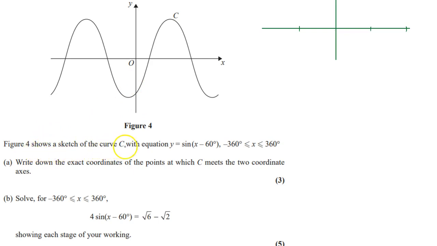This figure shows the sketch of a curve C with the equation y is equal to sin(x minus 60) from negative 360 to 360. Write down the exact coordinates of the points at which C meets the two coordinate axes. So it's meeting here, here. 4 points on the x-axis and 1 on the y-axis.